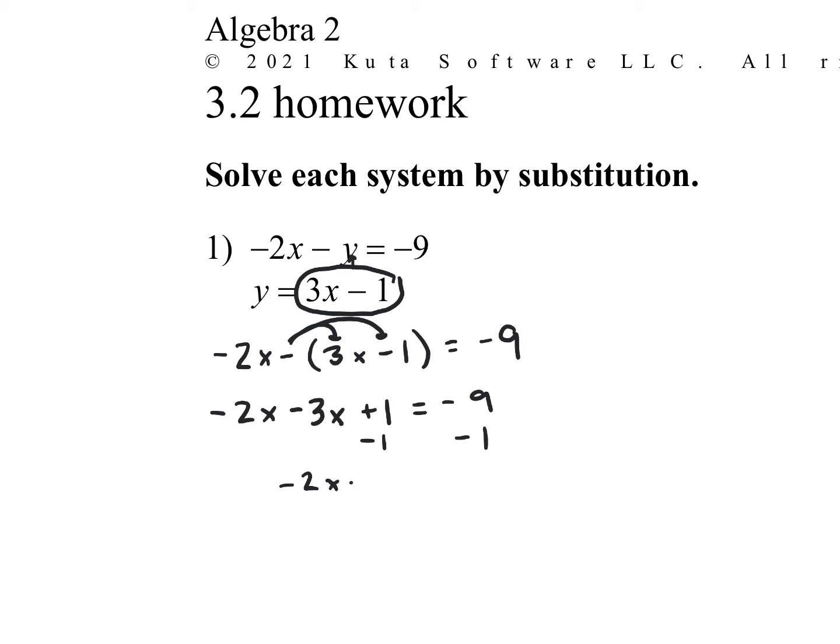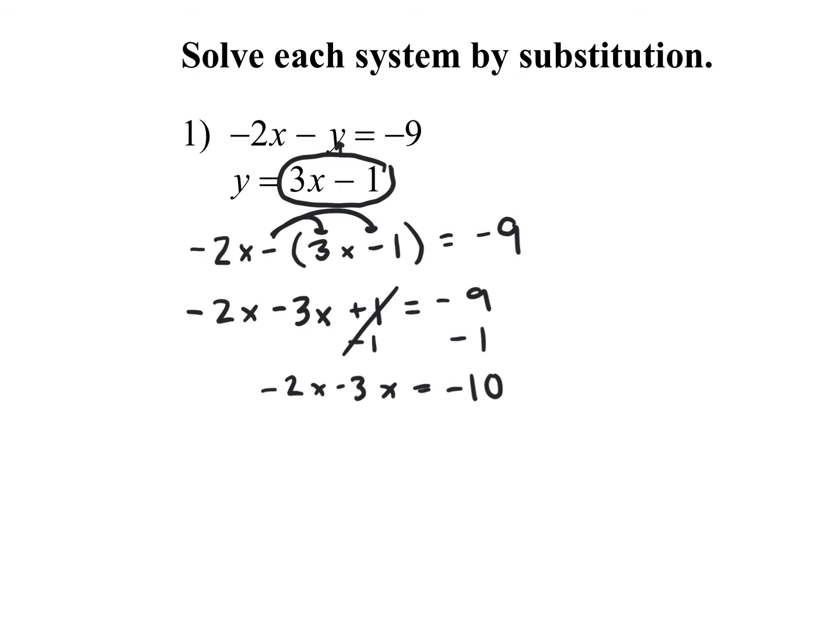So I have negative 2x minus 3x is equal to, what is negative 9 minus 1? Negative 10. Then what should I do? Combine like terms. What's negative 2x minus 3x? Negative 5x. Negative 5x is equal to negative 10. Matthias, what should I do next? Then you divide by negative 5. Divide by negative 5. So what's x equal to? 2. So I got x is equal to 2.